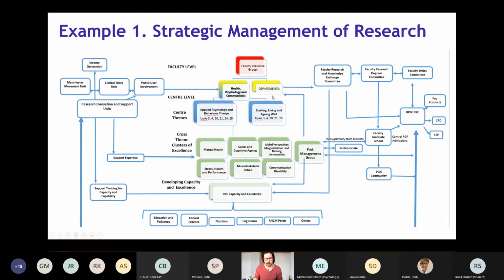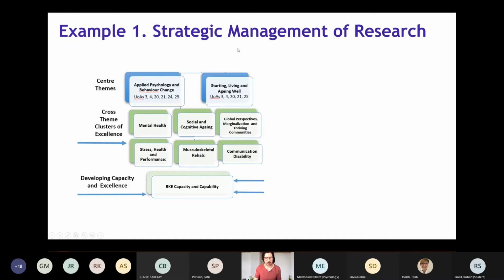And don't ask me to tell you what all the different arrows are supposed to mean and represent, but it's a clear example of how there is a top-down model of how the research is going to run in this faculty. And one of the key bits of it is this bit in the middle and the cross-theme clusters of excellence, which is the areas that the university says, that is what we are good at, and that's what we want to try and develop a reputation in.